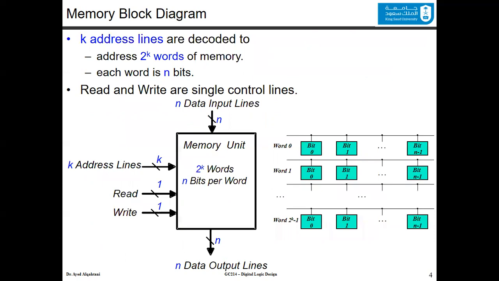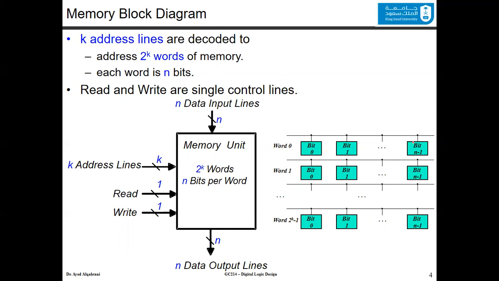To understand the memory block diagram, if you have this block representing a memory unit, you will have K address lines, which are the basic inputs. There are K lines of them. This represents the address. It addresses 2 to the power of K different words of the memory. So you have 2 to the power of k words, as you can see here, starting from word 0 up to word 2 to the power of k minus 1.